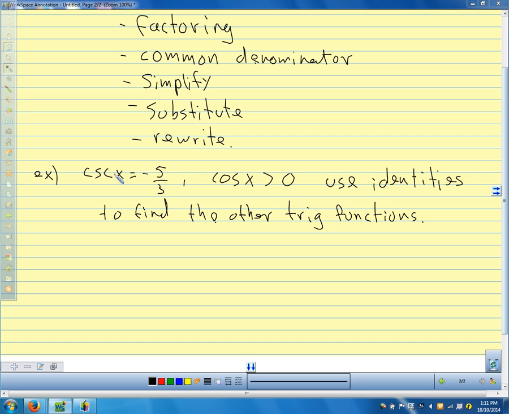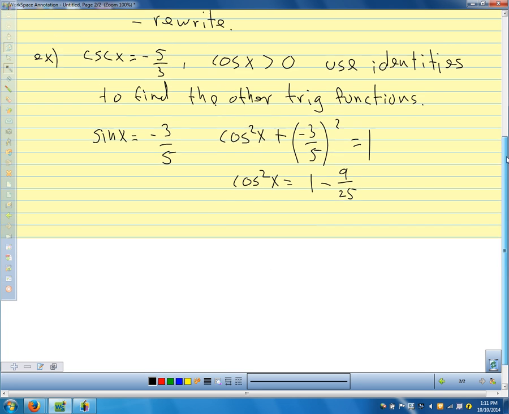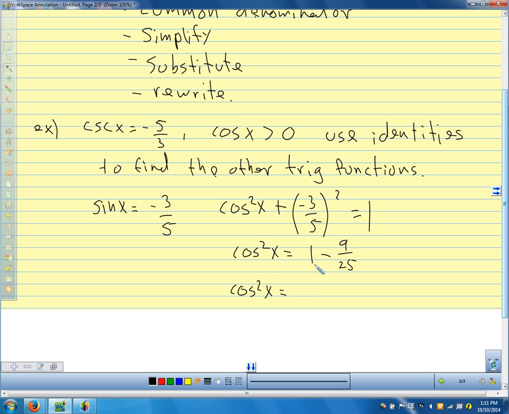Well, Ben also gave us another hint. Cosecant is related to sine. So I can say sine x equals what? Negative 3/5. And then I'm going to use an identity. I'm going to say that cosine squared x plus sine squared x equals 1. So I get cosine squared x equals 1 minus negative 3/5 squared, which is 9/25. So cosine squared x, 1 minus 9/25 is 25/25 minus 9/25, 16/25. So cosine x, take the square root, 4/5.